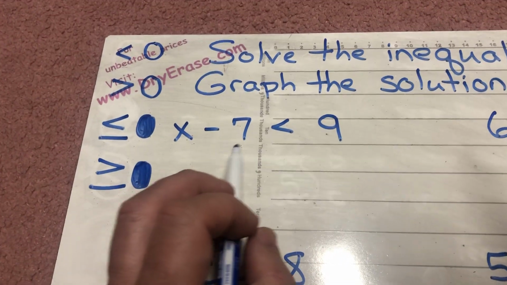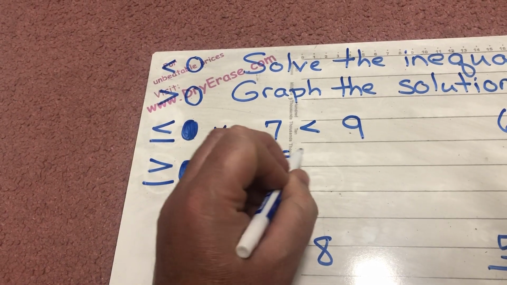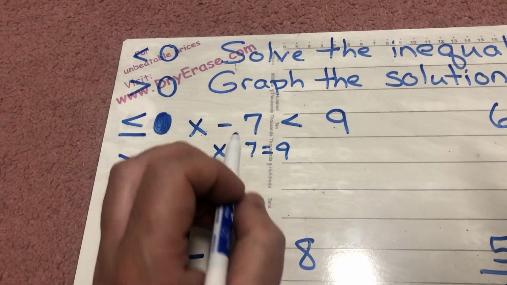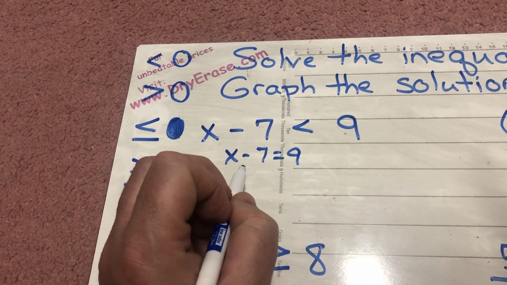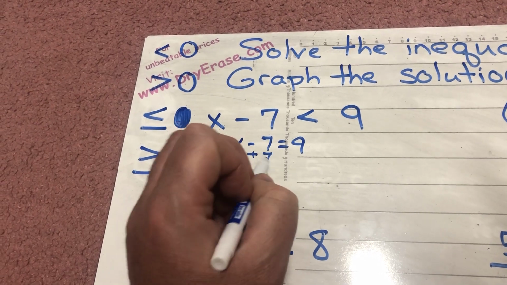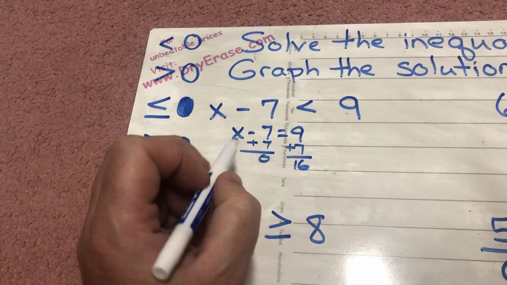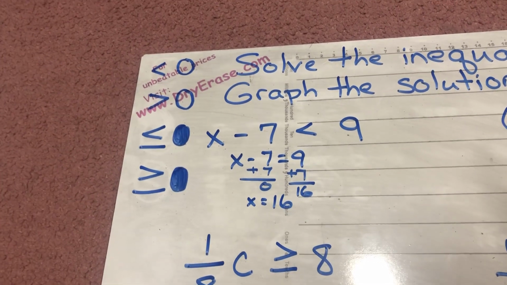So we start with x minus 7 is less than 9. We're going to think about this first as x minus 7 equals 9. Well, if x minus 7 equals 9, then what I'm going to do is add 7 to both sides. Add 7, that makes 0. Add 7, that becomes 16. And it becomes x is equal to 16.